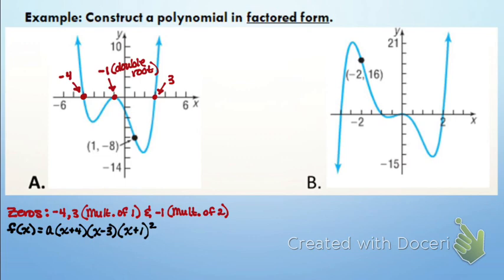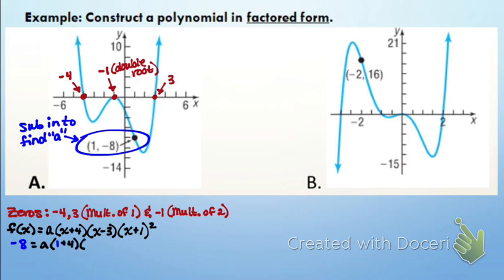All right. We're supposed to find that leading coefficient. What information did they give me that I can use to find that leading coefficient with? They gave us a point. We can sub this in to find our leading coefficient of a. So I'm going to put -8 in the place of f of x, and I'm going to put 1 in the place of x. So I have 1 plus 4, 1 minus 3, and 1 plus 1 squared.